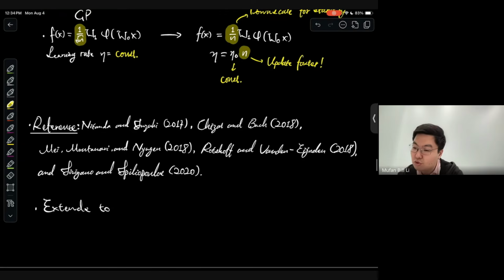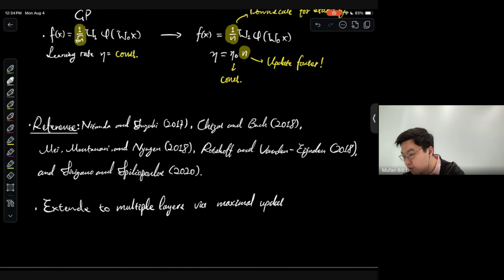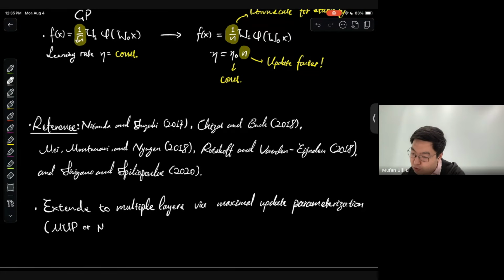This does extend to multiple layers via something called the maximal update parameterization. You can use the acronym MUP, or the authors decided to use the Greek letter mu to represent it, μP. This is by, once again, Yang and Hu in 2021. So this is the Tensor Programs 4 paper as well.